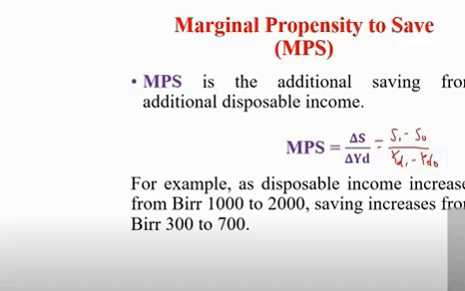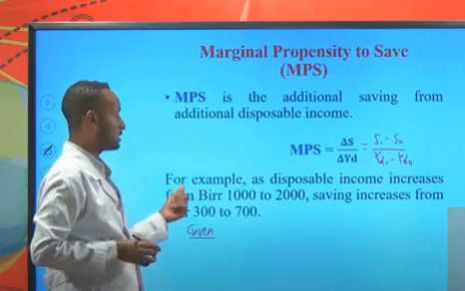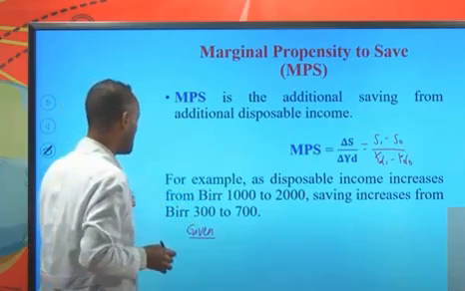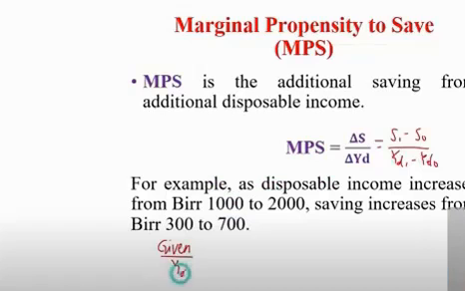So from this example, as disposable income increased from 1,000 to 2,000, saving increases from 300 to 700. That means disposable income YD was initially 1,000 and finally disposable income YD reached 2,000. As a result, saving increases from 300 to 700. That means saving was initially 300 birr and saving finally reached 700 birr.